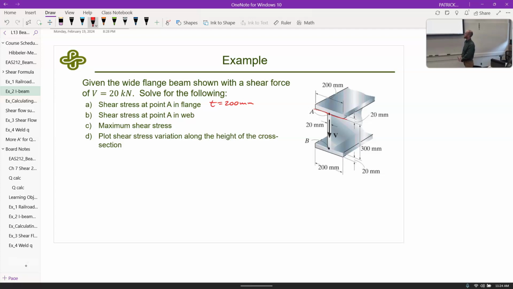Point B, if we're instead going to evaluate shear stress at point A in the web, so it's just differentially slightly offset from that, then t is going to be equal to the web thickness, which is 20 millimeters. For both these locations, because we're just talking about that differential element ever so slightly away from that junction, Q is going to be the same for both. So the only distinction between A and B is that thickness.